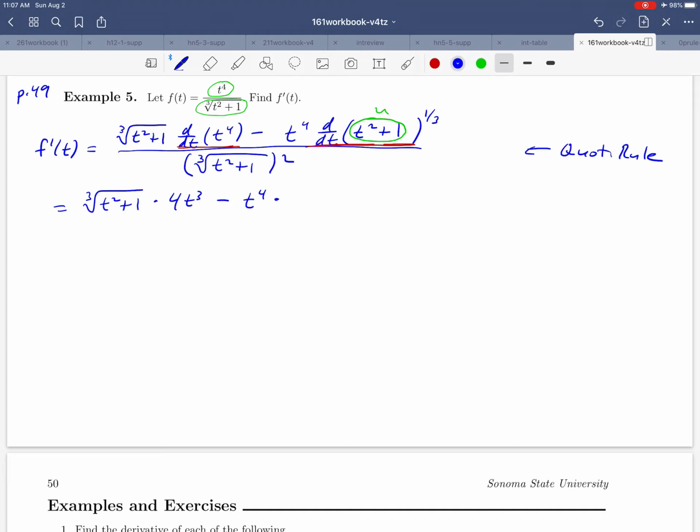The derivative of u to the 1/3 is going to be another power rule. It's going to be 1/3 u to the negative 2/3. And the u is t squared plus 1, so 1/3 times t squared plus 1 to the negative 2/3. That's the derivative of the whole function. What is the second part of the chain rule? It's to take the derivative of just the inside part, just the u. Let's just write it first: d/dt of t squared plus 1. And all of that's divided by our denominator.